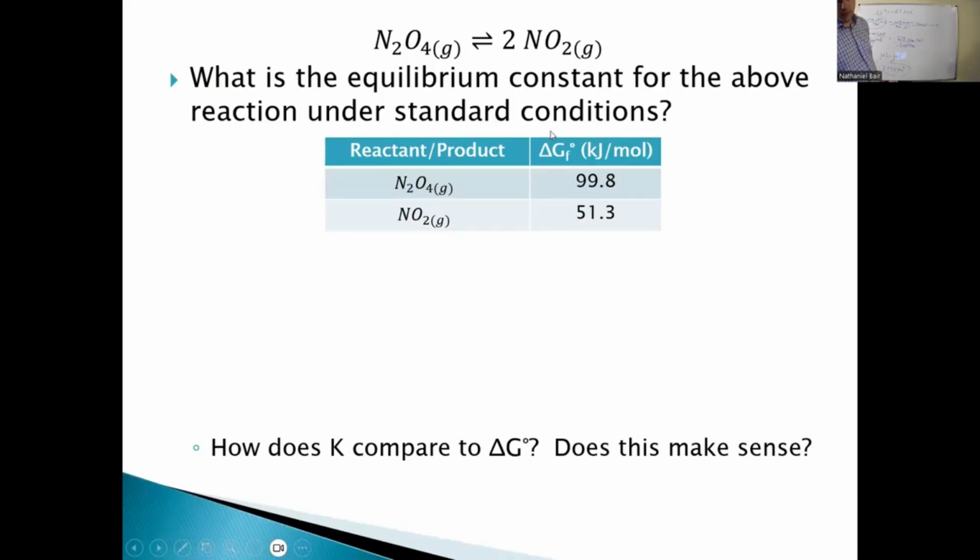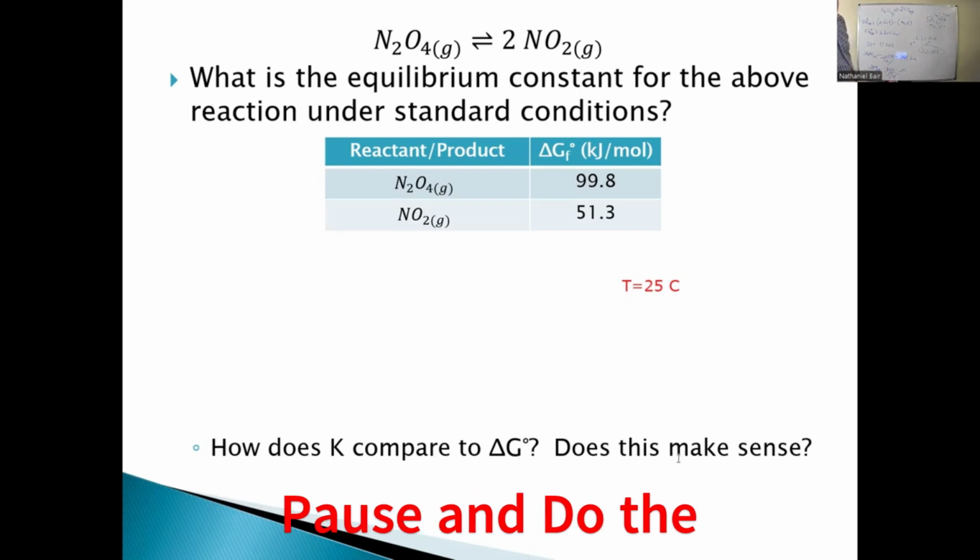Okay, go ahead, try this one. I forgot about this problem. That's okay. I want you to calculate delta G standard for this reaction using the standard Gibbs free energy values. So you're going to have to calculate delta G for this reaction, and then I want you to calculate K for it using this delta G equals negative RT ln K equation. So find delta G first using the standard Gibbs free energy values, and then solve for K. And then this will be the last thermal problem we do.